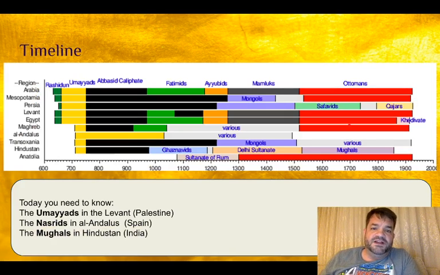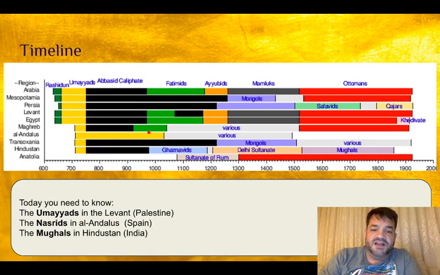So looking back at our timeline, we need to know who the Umayyads are, okay? So we talked about the Umayyads and how they moved into Spain with Abdul Rahman, okay? And we're going to actually be looking at the pre-Abbasid takeover in the Levant, in Palestine. Okay, so that's where we're going to be starting today. Is over in here with the Umayyads.